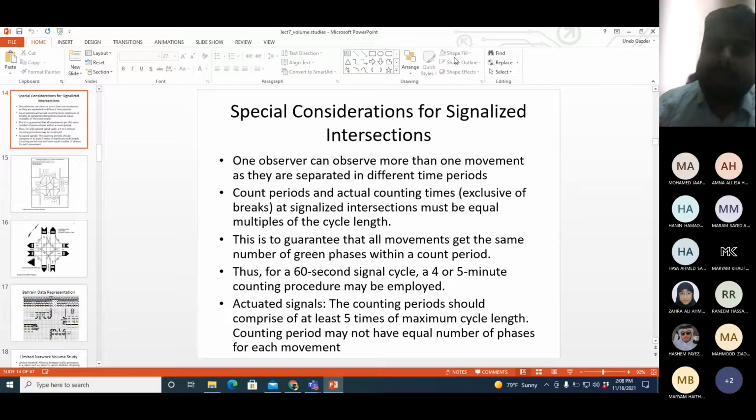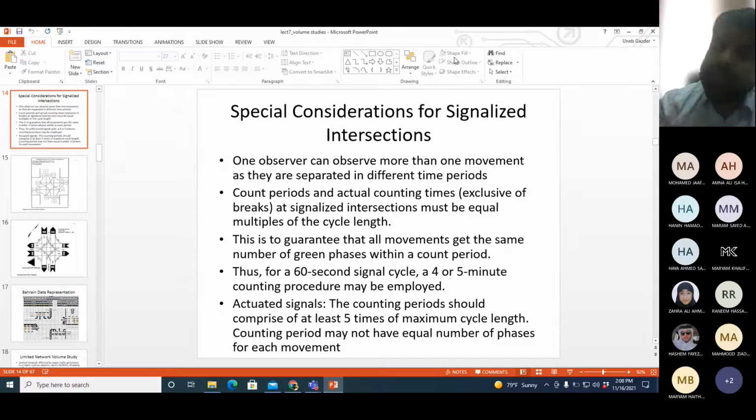What will happen in the remaining 30 seconds? In the remaining 30 seconds, some movements or maybe one movement will have the green time, an extra green time. Other movements still are having red. Okay. So it may happen that your count may show higher value for that particular movement, not because of its actual volume, but because it received the green more times.